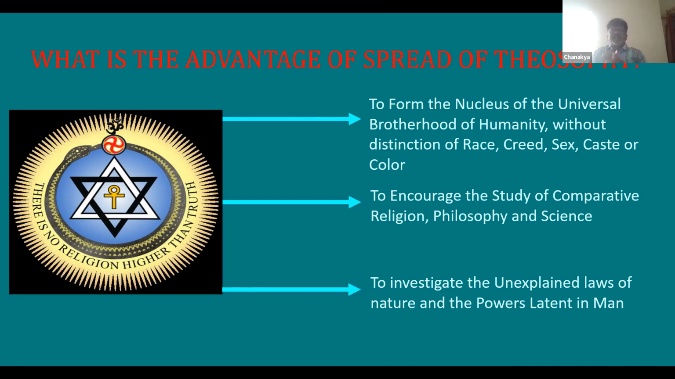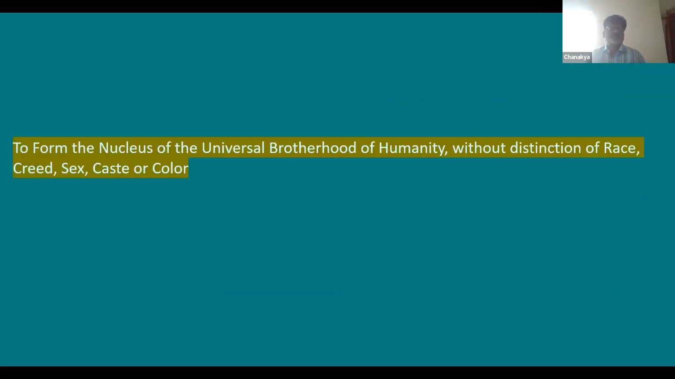So, the advantages, whenever somebody asks, what is it? Yes, the first one, to form a nucleus of universal brotherhood. So, for this, we have to propagate Theosophy. Here, you should note beautiful things: without distinction of race, creed, sex, or caste. Suppose you say to anybody that this is our first objective, the first question they would raise is, how is it possible to have a universal brotherhood when persons of even the same religion quarrel amongst themselves? Yes, there is this practical question here.